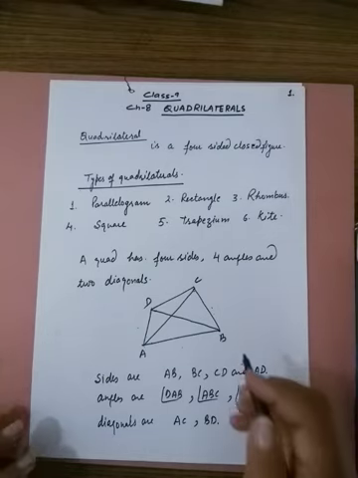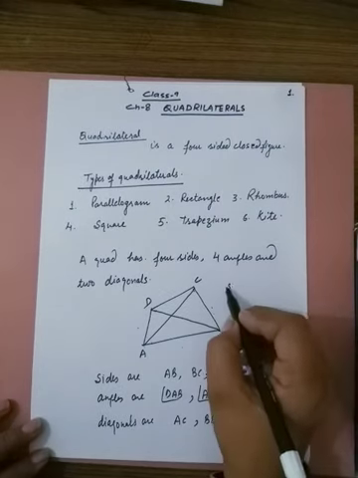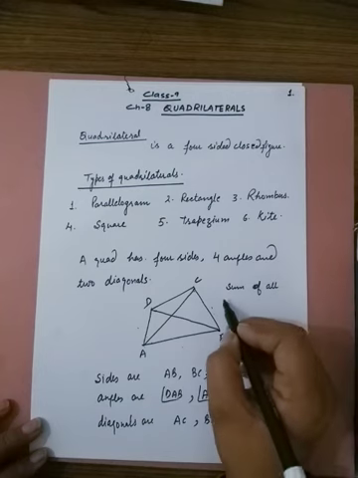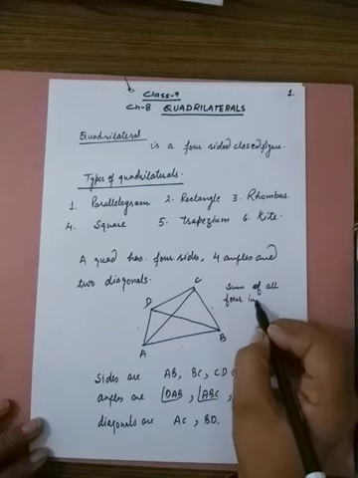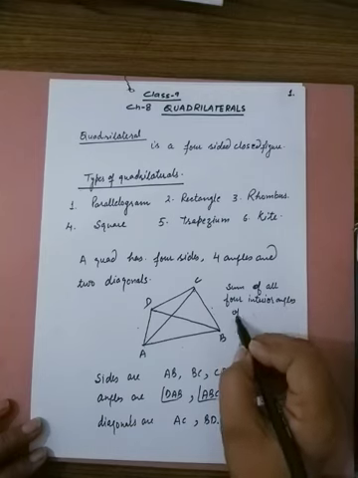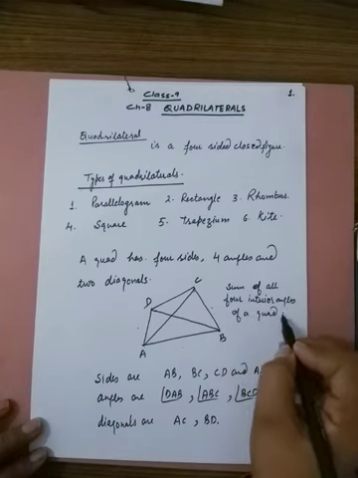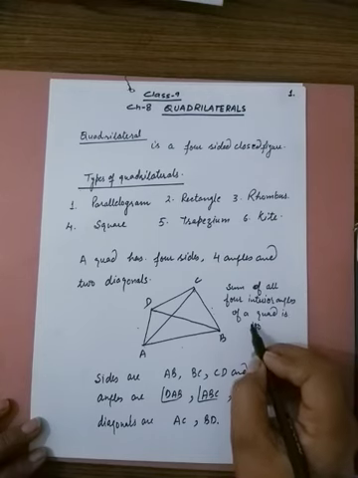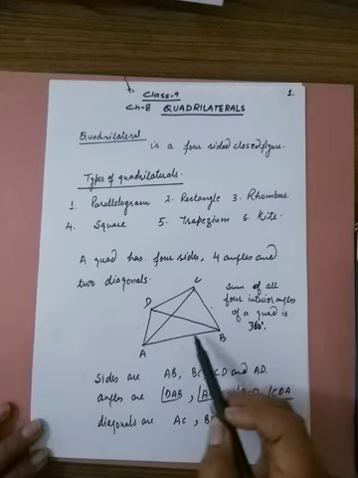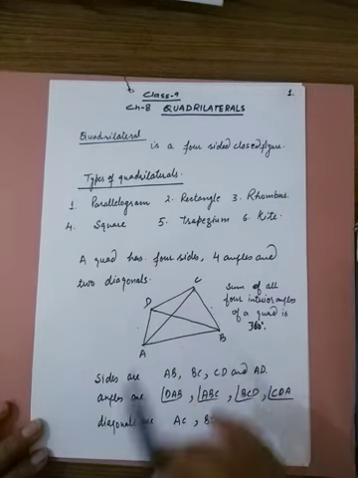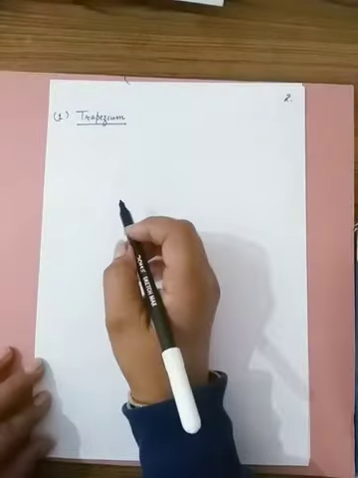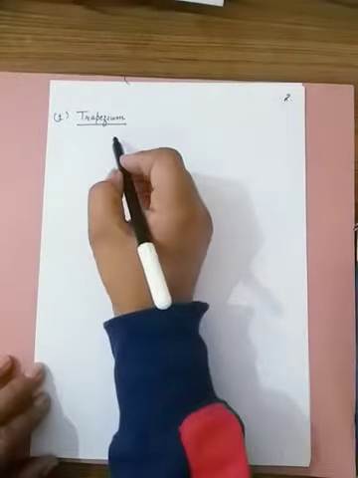Before that, we must know that the sum of all four interior angles of a quadrilateral is 360 degrees. Means angle A plus angle B plus angle C plus angle D is 360 degrees. Here we are going to study the properties of different quadrilaterals.